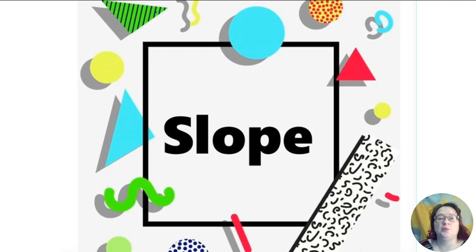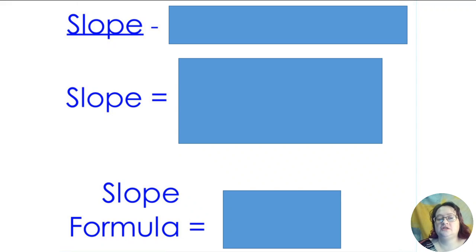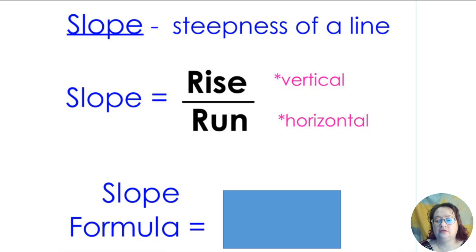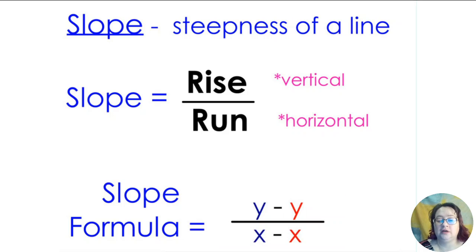Let's talk about slope. You probably remember slope from Algebra 1, and the definition of slope is the steepness of a line. And in Algebra 1, we learned that slope is rise over run, rise being vertical, up and down, run being horizontal, from side to side. In geometry, we also learned the slope formula, which is y minus y over x minus x. And we'll show you how to use this.